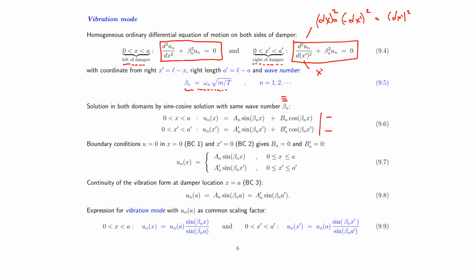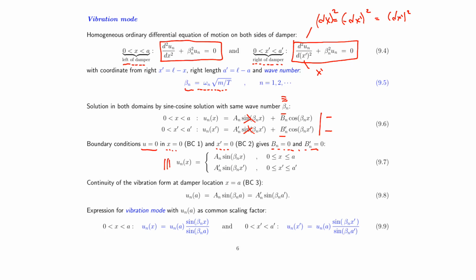The first thing we do is to impose the two first boundary conditions, saying that the displacement is 0 both at the left end in x and at the right end in x prime. So if we substitute in x and x prime equal to 0, both cosine terms would cancel, and therefore both B constants must be equal to 0. So that provides us with the two solutions given in 9.7, only having the two sine functions and the corresponding coefficients A_n and A_n prime.